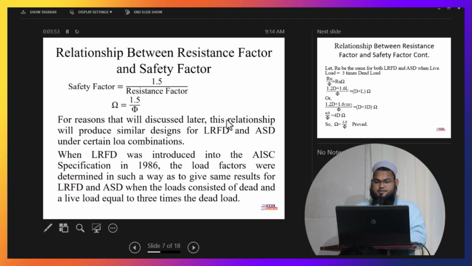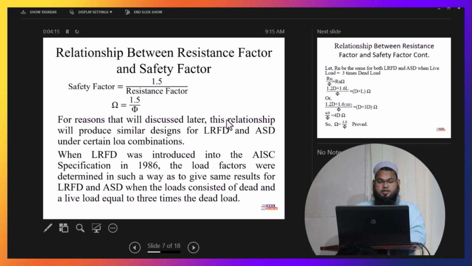The relationship between resistance factor and safety factor. Here, the safety factor equals 1.5 divided by the resistance factor. For reasons that we'll discuss later, this relationship will produce similar designs for LRFD and ASD under certain load combinations.